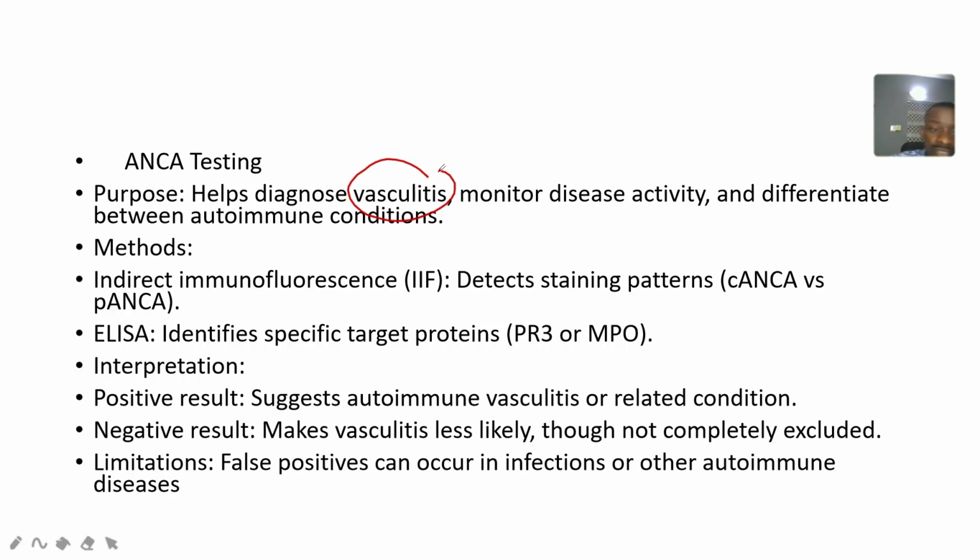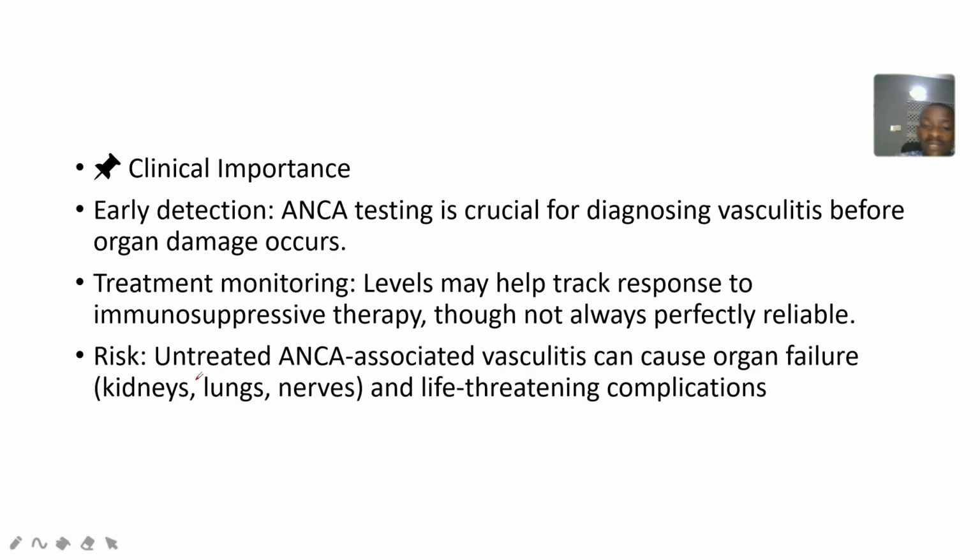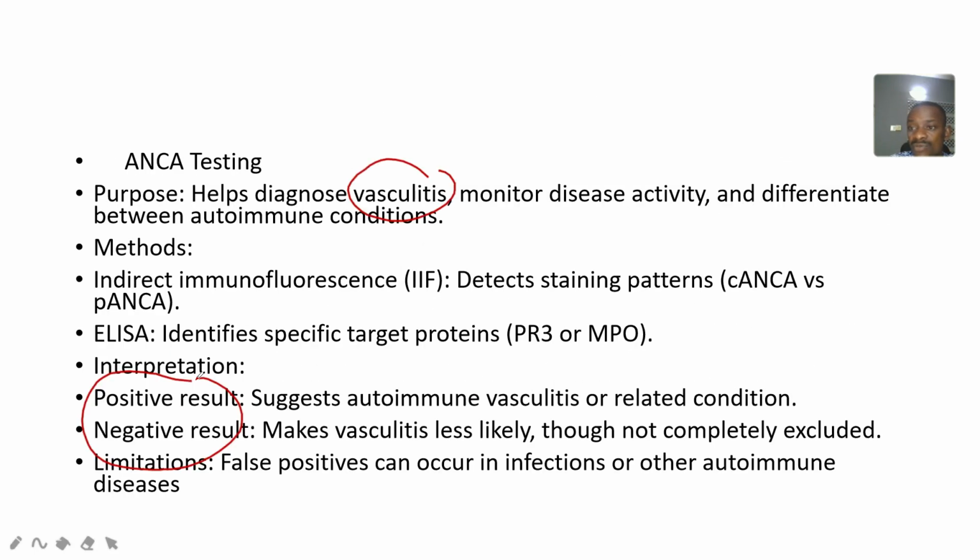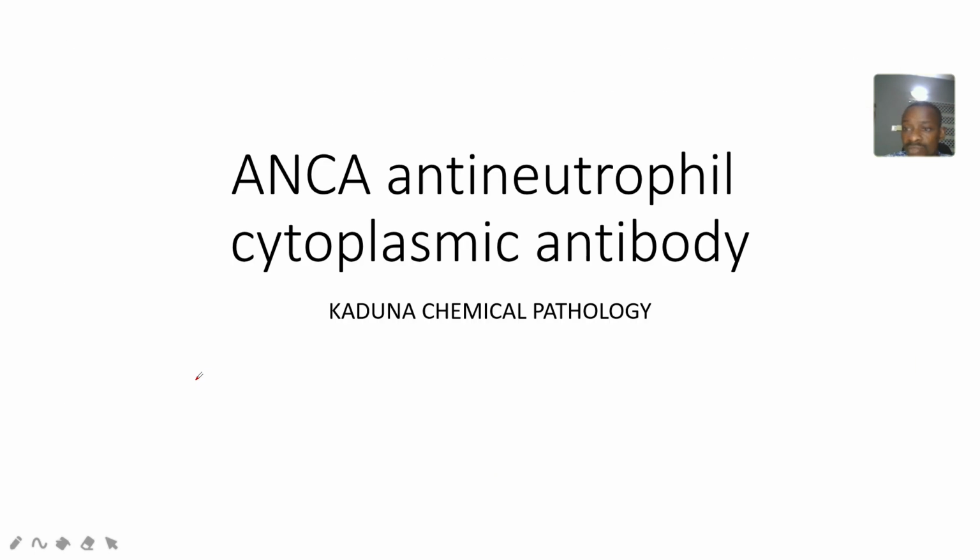So interpretation: a positive result suggests that there's autoimmune inflammation of the blood vessels. A negative result makes blood vessel inflammation less likely. Okay, so I think this is what we have. So we use it early on to dictate if there are those blood vessel inflammation diseases.